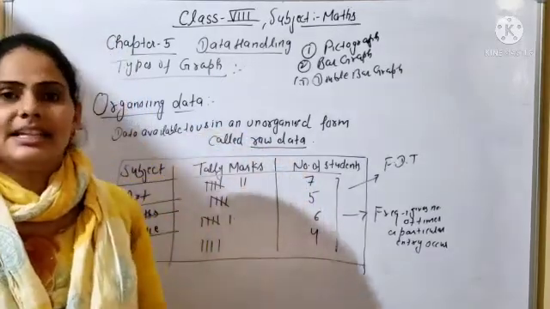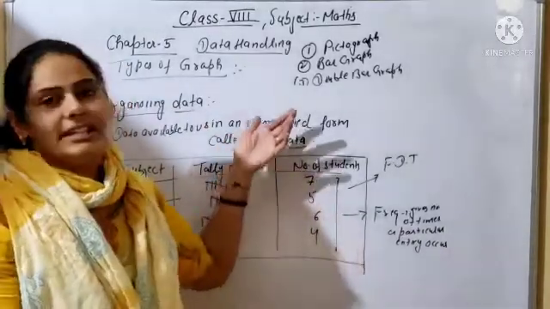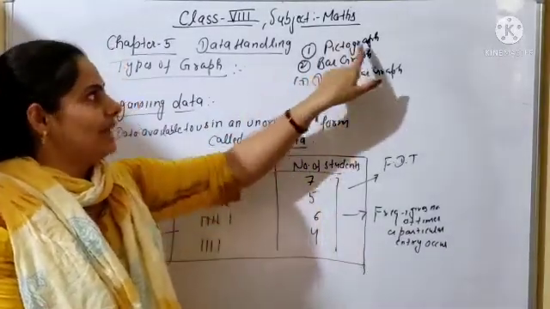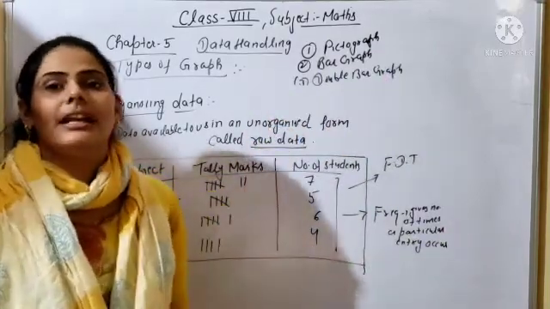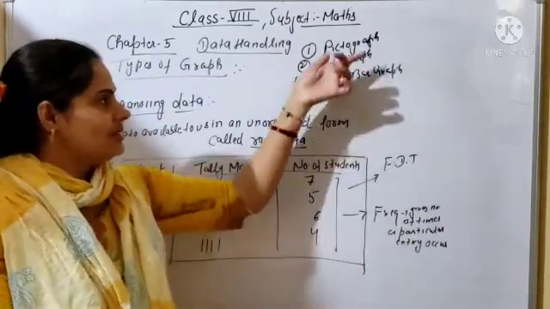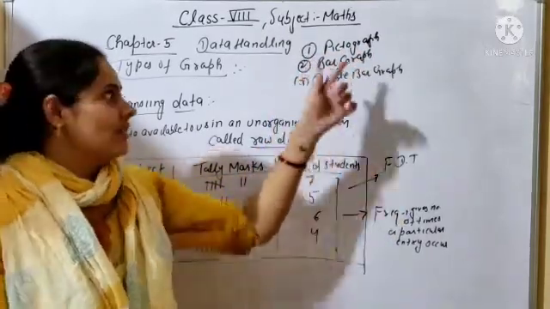You can represent the data graphically also. How many types of graphs are there? I have already told you: first one pictograph, second one bar graph, and third one double bar graph. You can represent any data by these three graphs. First of all, pictograph.